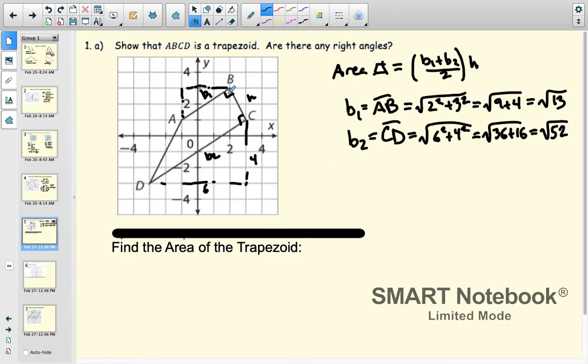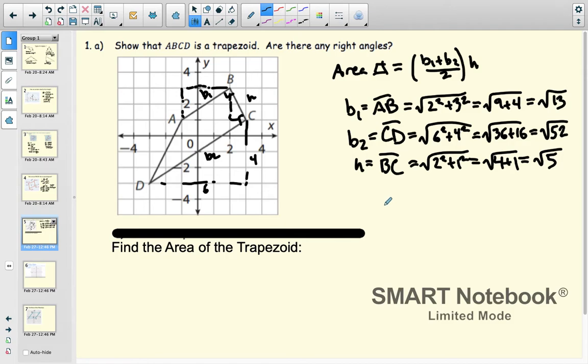Now, last one we got to find is H, right? And H is easy because it goes down 2 and over 1. So H equals BC, which is equal to 2 squared plus 1 squared. Well, that's just going to be 4 plus 1, which is equal to square root of 5.